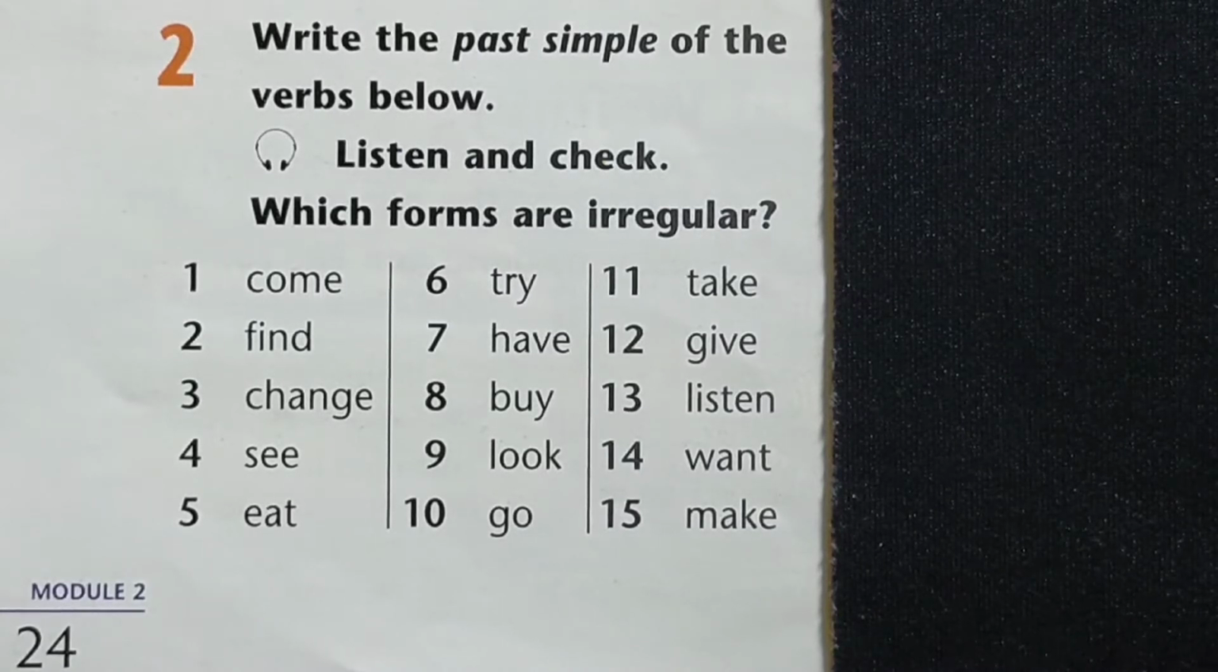The first exercise is exercise 2 on page 24. The question is, write the past simple of the verbs below. Listen and check which forms are irregular. So to do so, we are going to draw a table and write the infinitive of the verbs, and we are going to find the past form of each verb. And we say if the verb is regular or irregular.